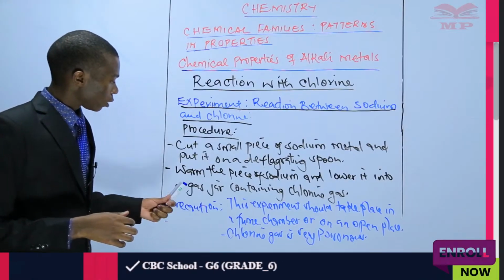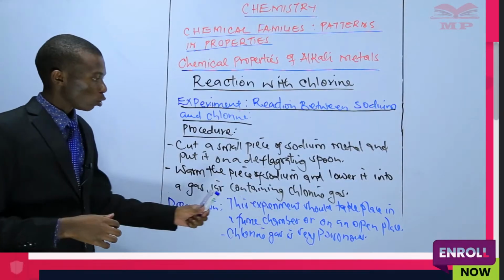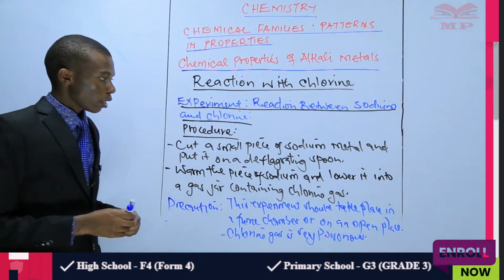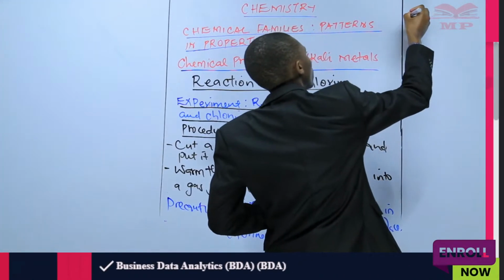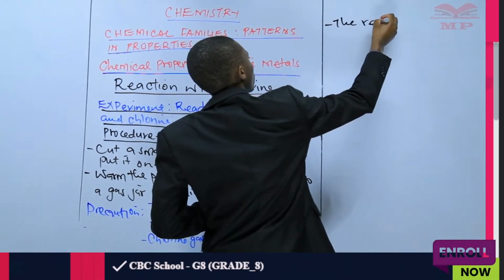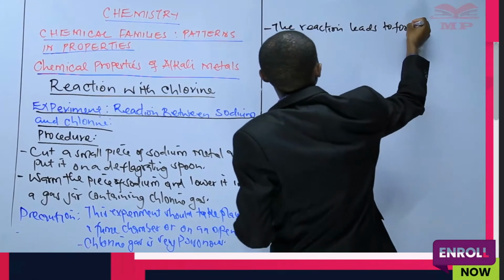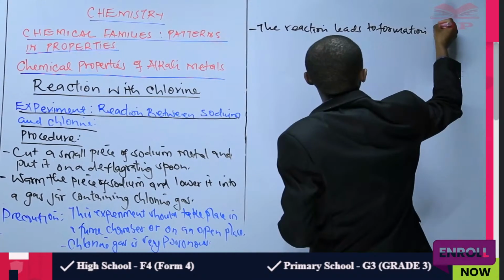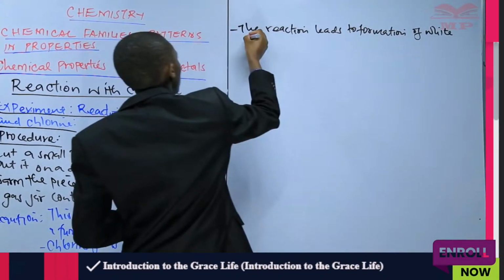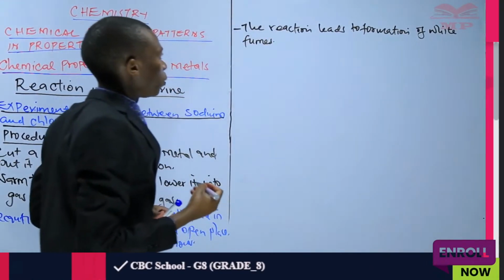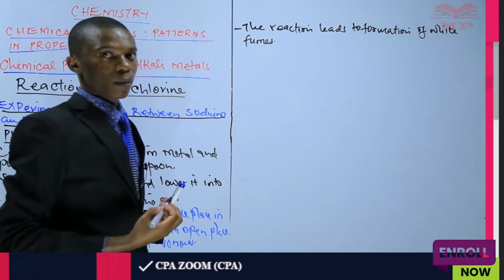When the warm piece of sodium metal, which was warmed on a deflagrating spoon, is lowered into a gas jar containing chlorine, a reaction takes place. The reaction leads to formation of white fumes, and the white fumes are sodium chloride.